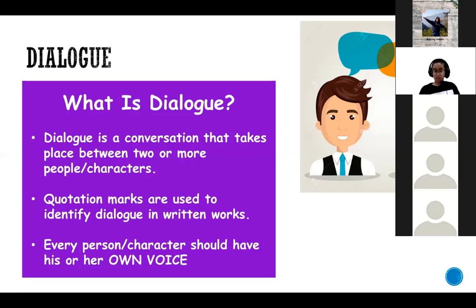Another way to describe what's happening in the story, but in the first person view. Absolutely, yes, you're right. Every person character should have his or her own voice. We have spoken about it when Harriet Tubman started to pray and she wanted to escape from the plantation. So it was her own voice. It was her own dialogue. Although the story was in third person point of view, in between, there was a shift from third person to first person point of view. Okay, we will move to the next slide.